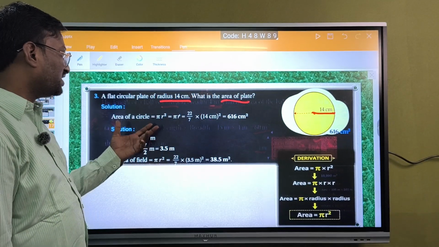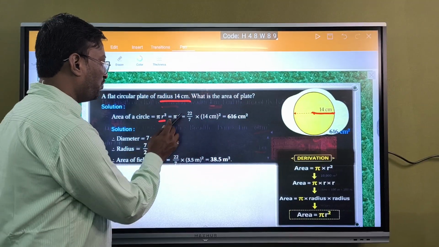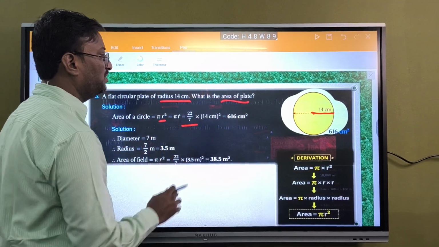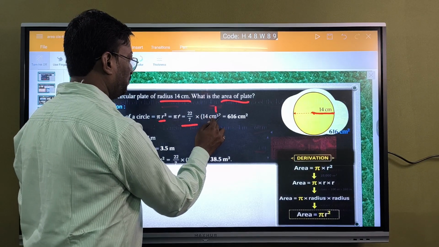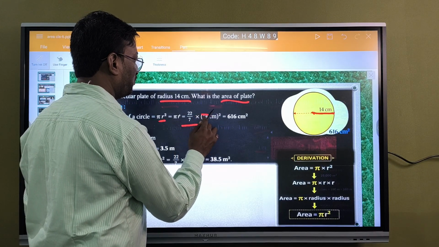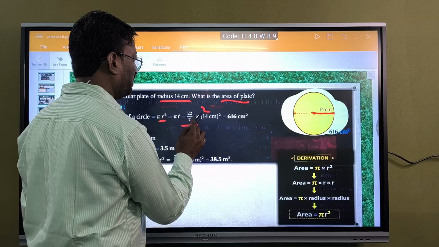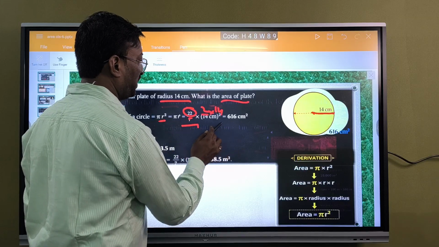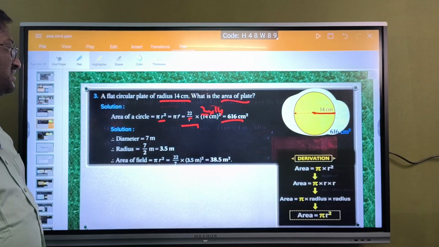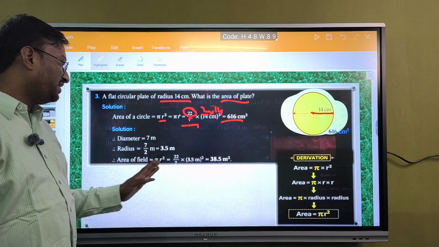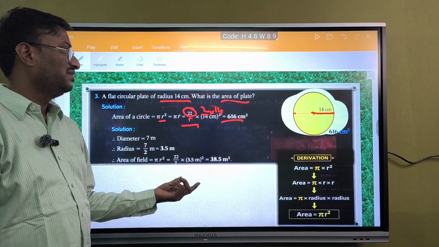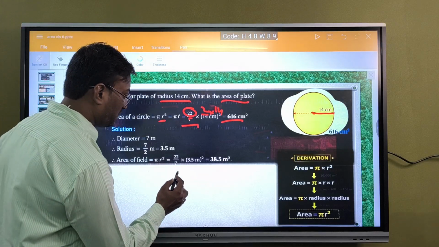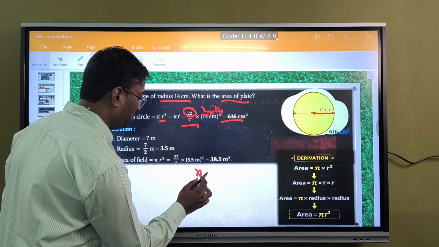We know that the area of the circle is pi r square. The value of pi is 22 by 7, into 14 square. 14 square is 14 into 14. So 7 ones are 7, 7 twos are 14, giving 28 into 22. If you multiply, you are going to get 616. This is a simple fraction, so there is no need to have decimal here.